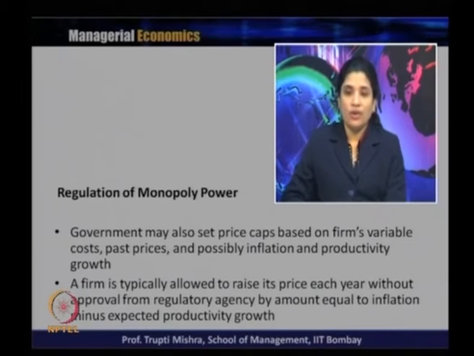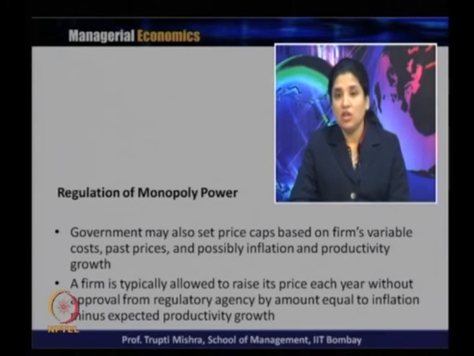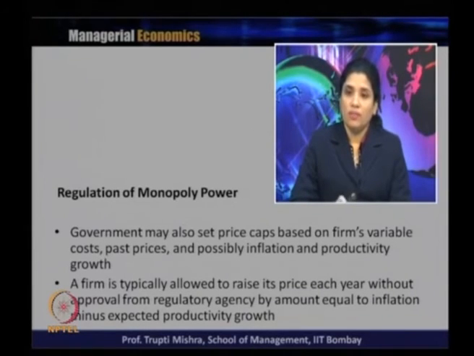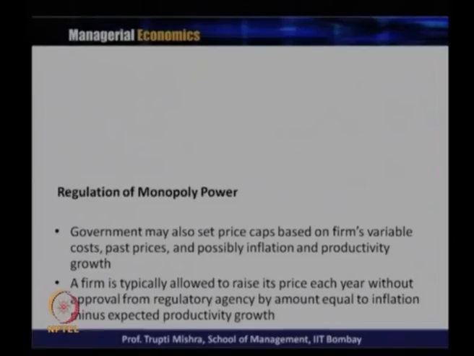and a firm is typically allowed to raise its price each year without the approval of the regulatory agency by an amount equal to the inflation minus expected productivity growth. So, even if the regulation is there, still there is some amount of freedom to the firm when it comes to increasing the price, and they can increase the price each year by an amount equal to the inflation minus the expected productivity growth. So, the gap between the inflation and the expected productivity growth is the amount by which they can raise the price each year, and for that they do not need the regulator's approval.